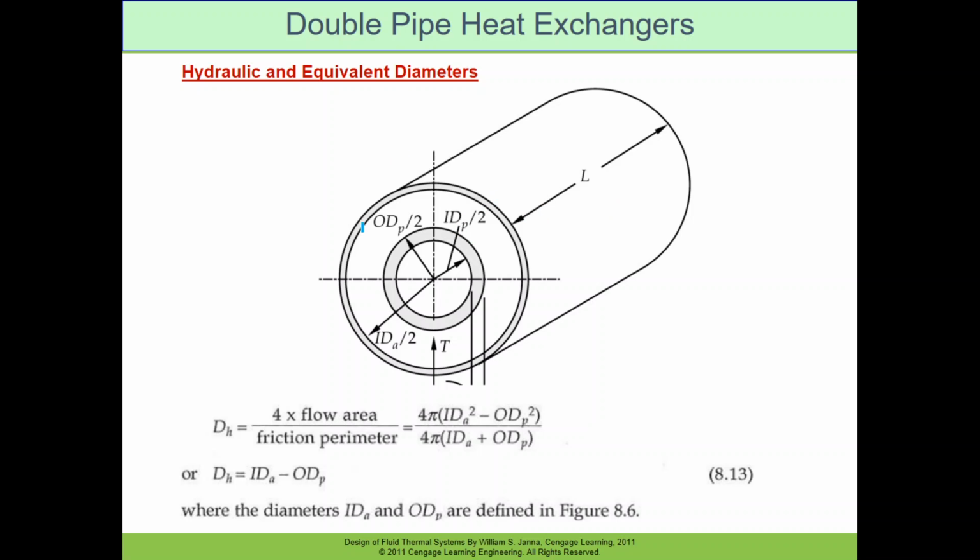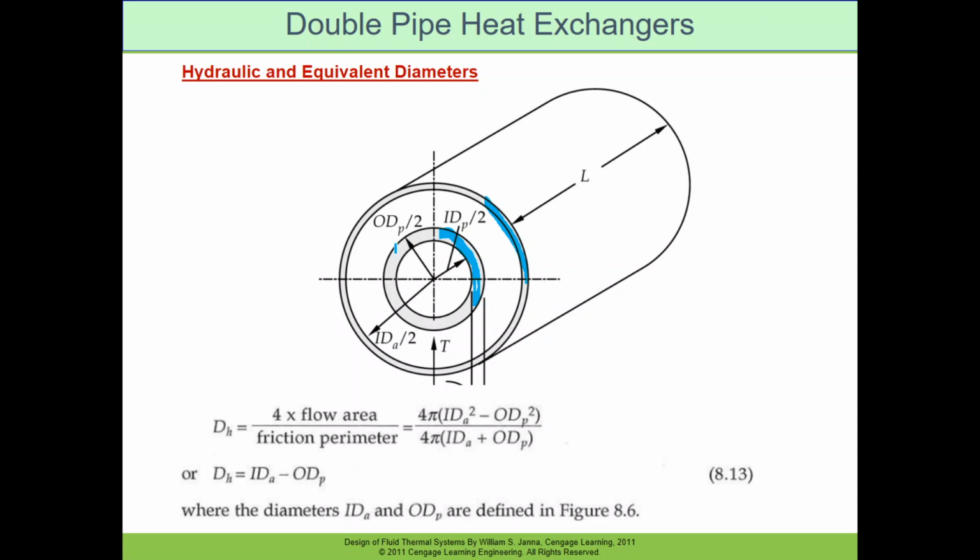So if you see the schematic of the double pipe heat exchanger, we have an inner pipe and then we have an outer pipe. The inner pipe we indicate by pipe, and the outer pipe we indicate by annulus. So when we talk about the inner pipe, we always call it a pipe, and when we talk about the outer pipe, we call it an annulus.